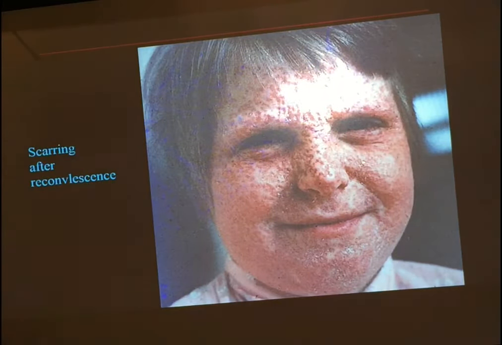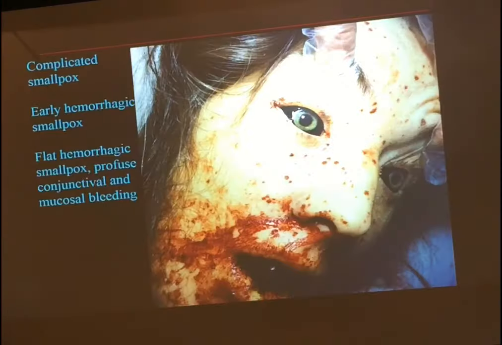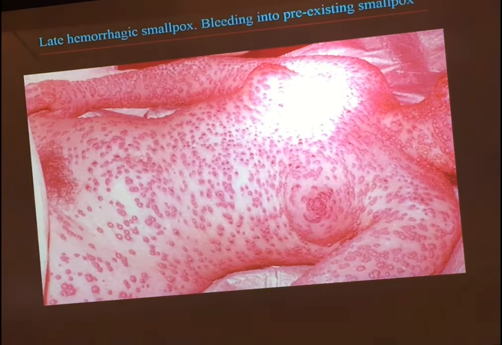This is the scarring after recovery from smallpox. Splinter hemorrhages seen with disseminated smallpox, and this is complicated hemorrhagic smallpox. This is a picture to keep in mind with smallpox. Many vesicles, all of them almost look umbilicated sometimes, the vesicles with the central crust.